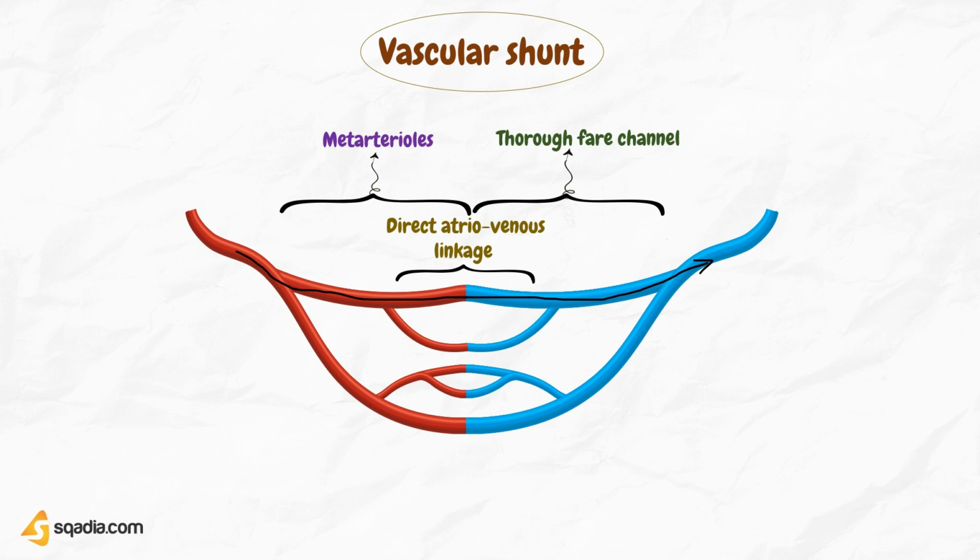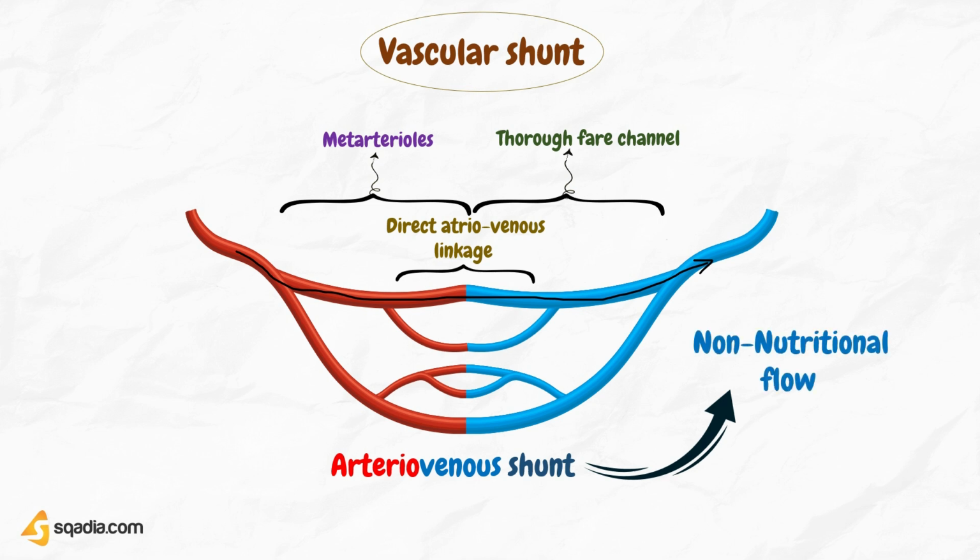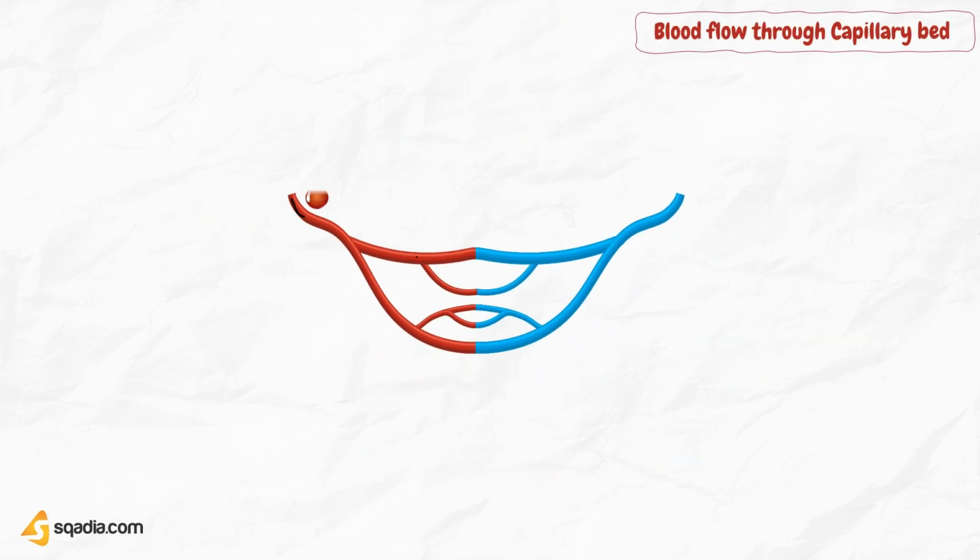That we can see in these meta-arterioles and thoroughfare channels. This vascular shunt is also called arteriovenous shunt. And this shunt, or link between arterial and venous side of circulation, is provided mainly by meta-arteriole or preferential channels. The blood flow through this anatomical shunt is called non-nutritional flow, because in this shunt, no exchange takes place between blood and tissues.